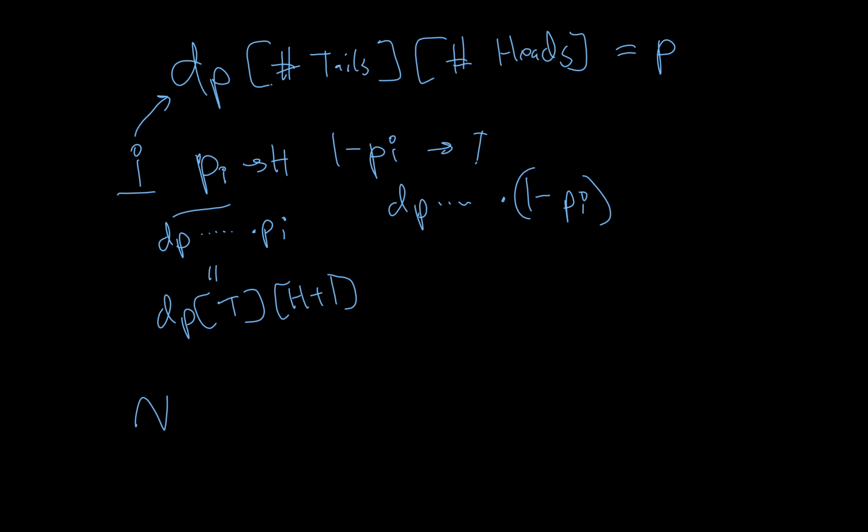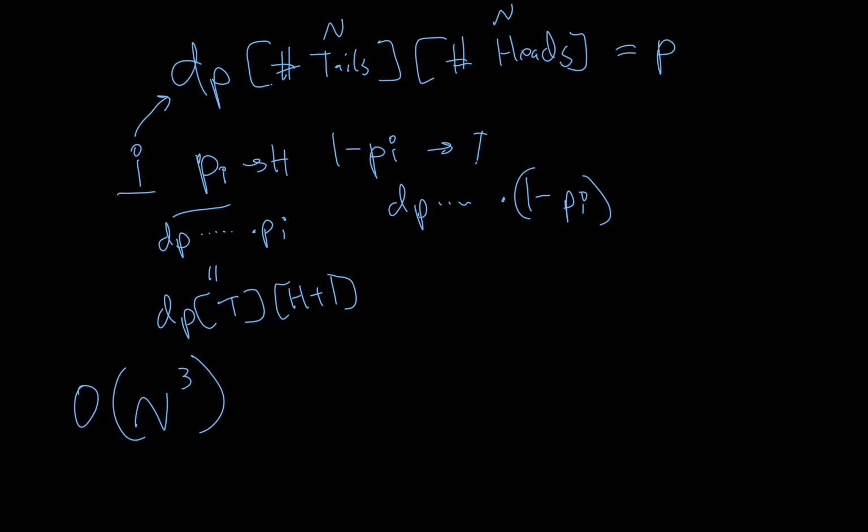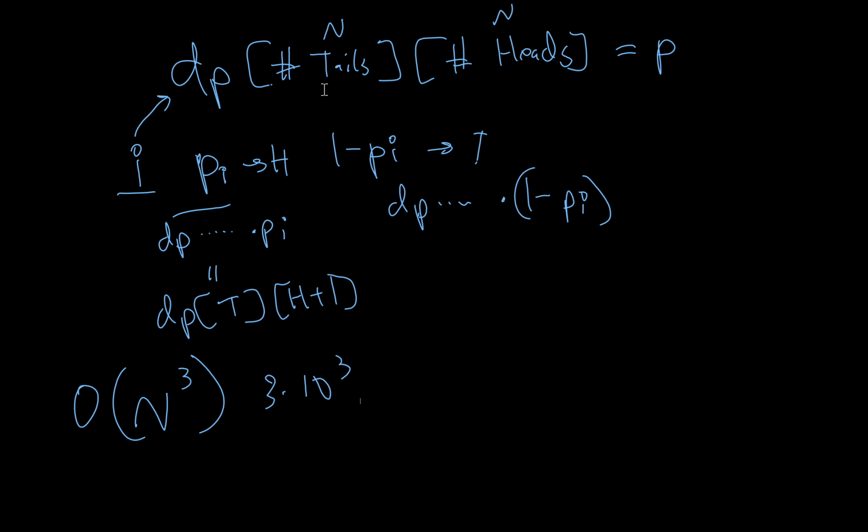Now let's look at the complexity of that. For each i, so that's n, times the DP. What's the maximum amount of tails? n. What's the maximum amount of heads? That's n. So that's n cubed, which is clearly too much, because basically 3 times 10 to the power of 3 is the maximum for n. So let's think about what we can do better.